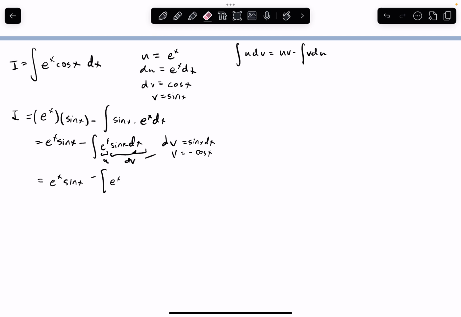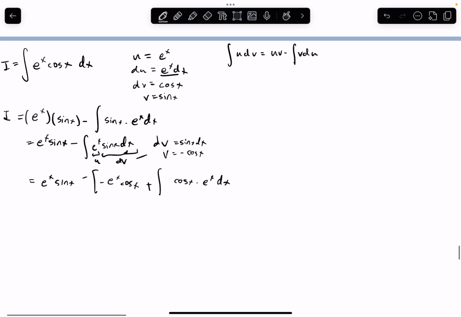So we'll say this uv right here is equal to minus e to the x cosine x minus the integral of, right, so it should be v du, and v du is e to the x. V this time is minus cosine x, so it's minus cosine x times e to the x dx. These minus signs will cancel out and become a plus.